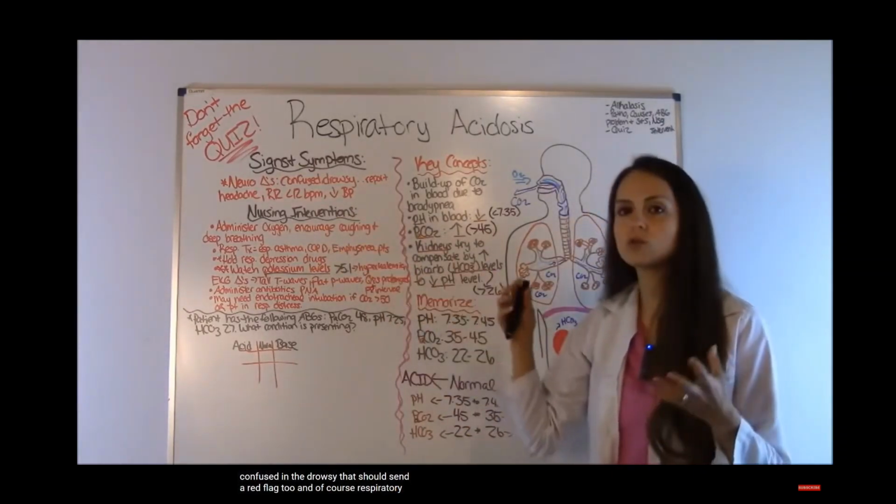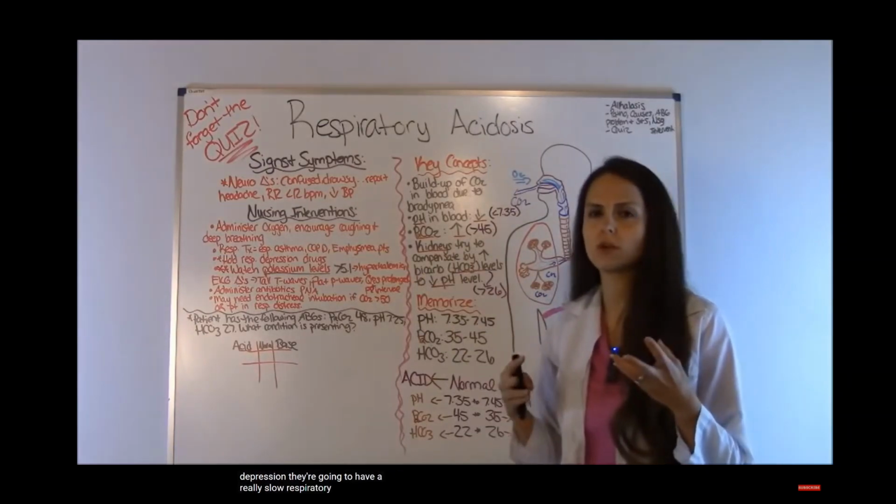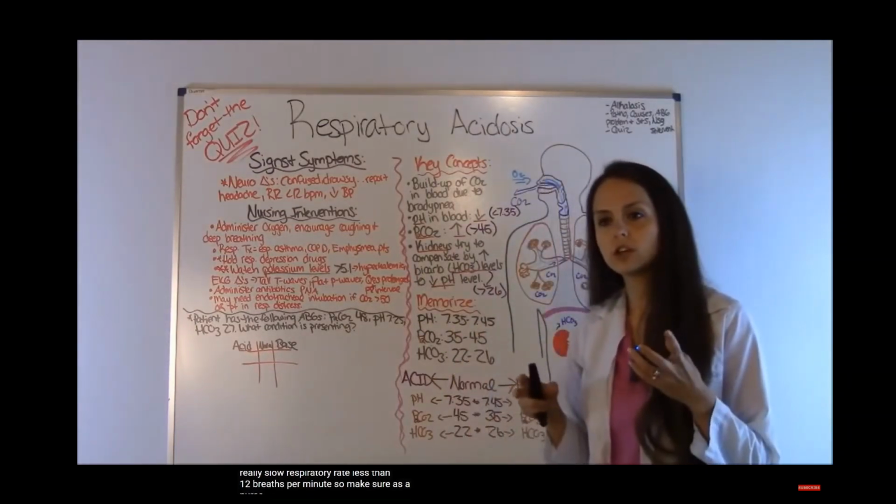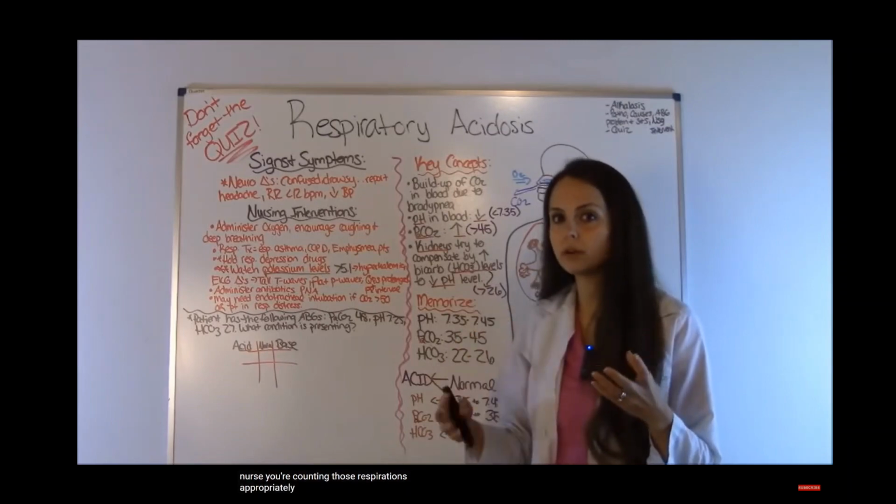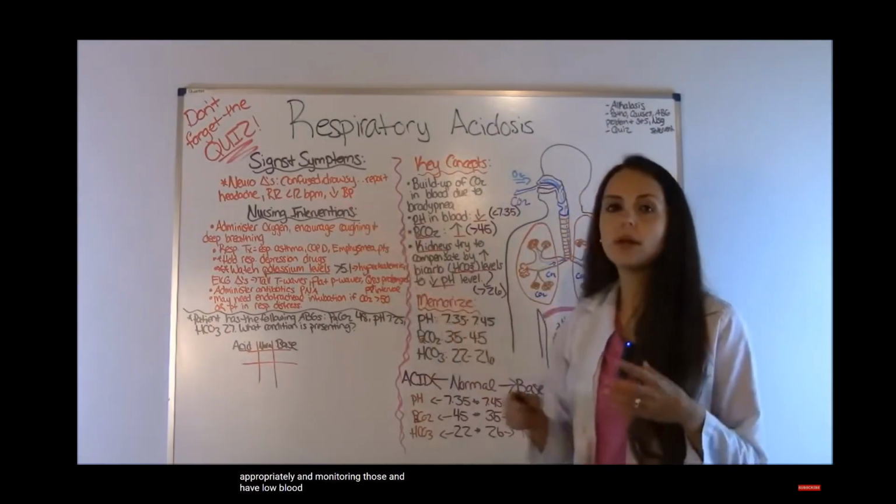And of course, respiratory depression. They're going to have a really slow respiratory rate, less than 12 breaths per minute. So make sure as a nurse you're counting those respirations appropriately and monitoring those. And they may have low blood pressure as well.